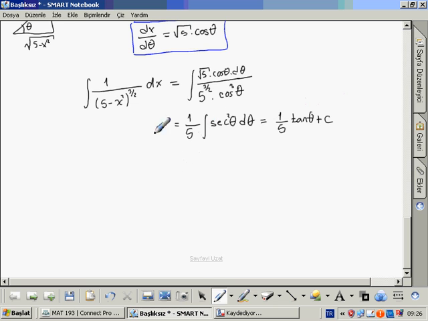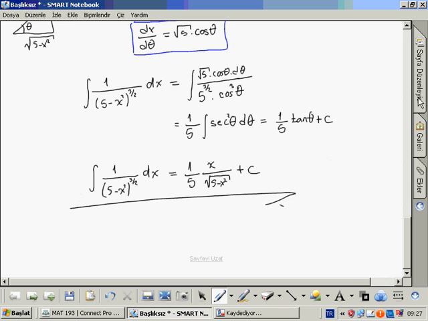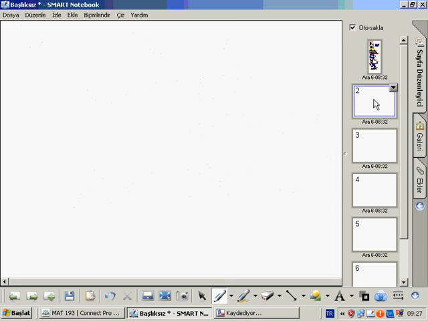So the integral of 1 over 5 minus x squared to the power of 3 over 2 dx equals 1 over 5 times, and tan theta equals x over the square root of 5 minus x squared, plus c.